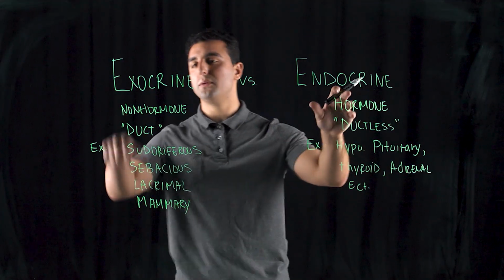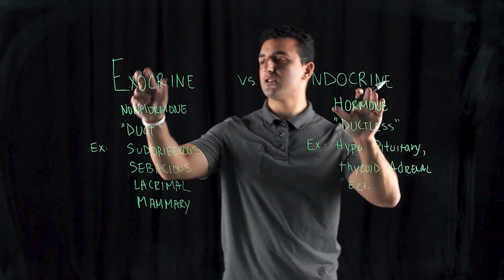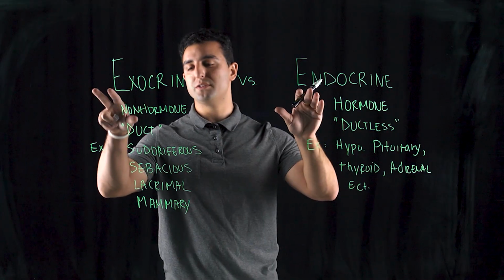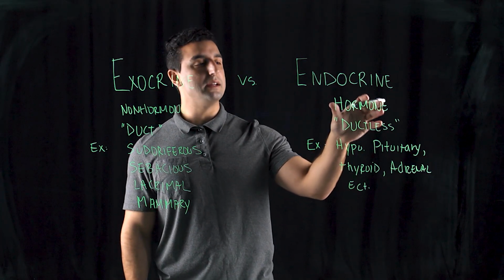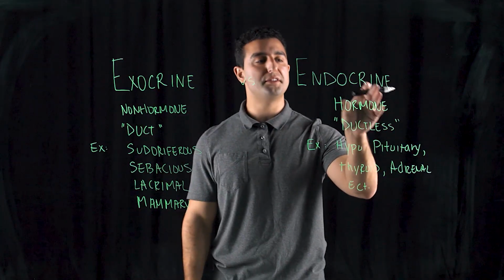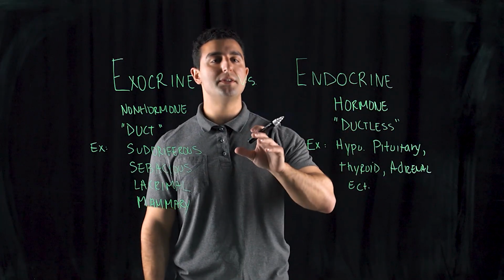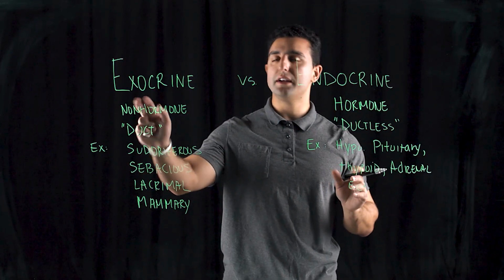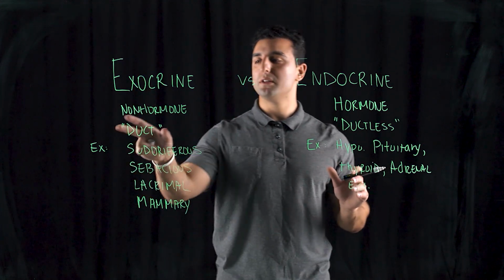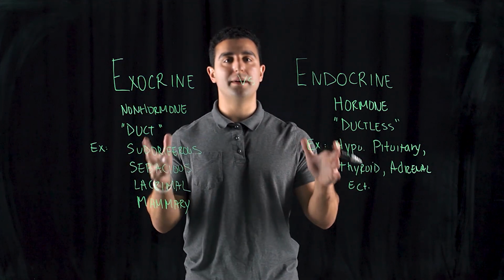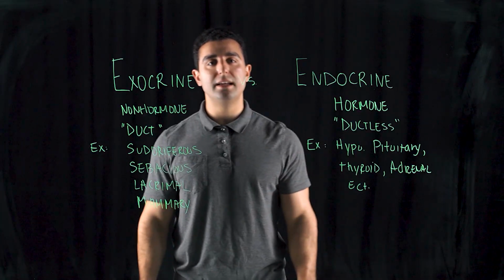One secretes hormones, endocrine secretes hormones, exocrine secretes non-hormones, like secretions, like fluids. Endocrine is ductless, meaning that every single hormone that's created is secreted directly into your blood, versus exocrine is a duct system where all the fluids that are created are stored in these little duct networks. And that's the comparison between the endocrine system and the exocrine system.